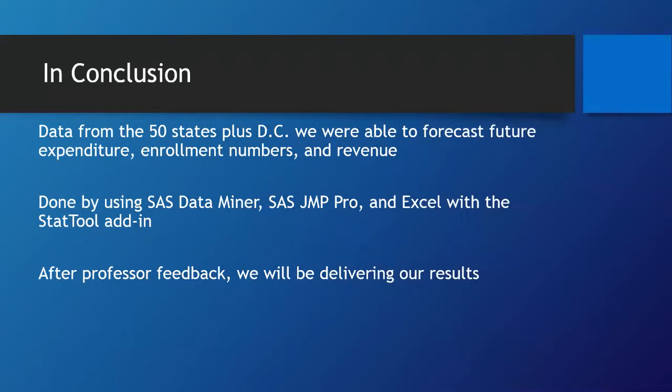So in conclusion, by taking the data from the 50 states plus Washington, D.C. from the years 1996 to 2015 and using 2016 as the validation year from the data set we received off of Kaggle, we were able to forecast future expenditure, enrollment numbers, and revenue. This was done using SAS Data Miner, SAS JMP Pro, and Excel with the StatTool add-in.